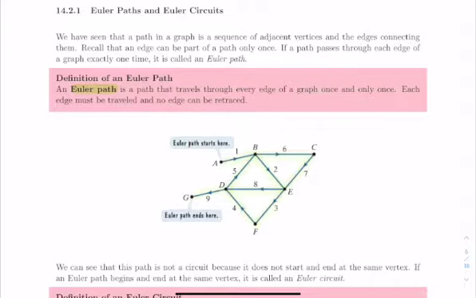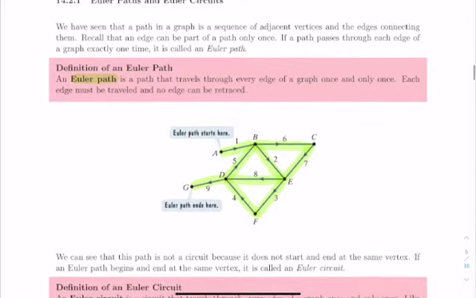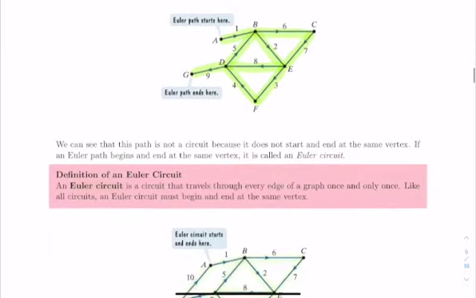So for example, in the diagram below, we're going from A to B. We go from B to E, E to F, F to D, D to B, B to C, C to E, E to D, and D to G. We can see that the path is not a circuit because it does not start and end at the same vertex. If an Euler path begins and ends at the same vertex, it is called an Euler circuit.